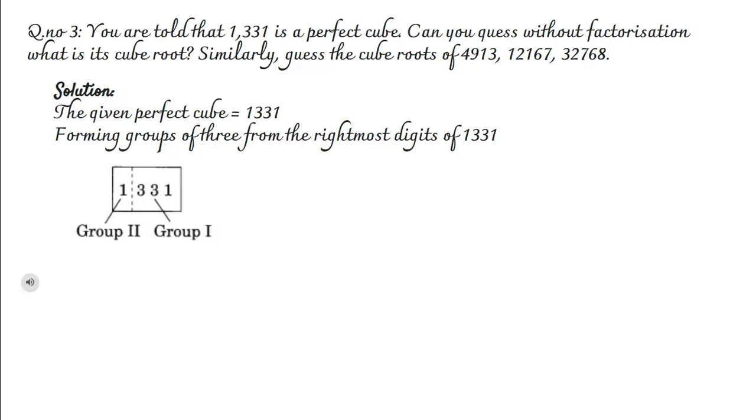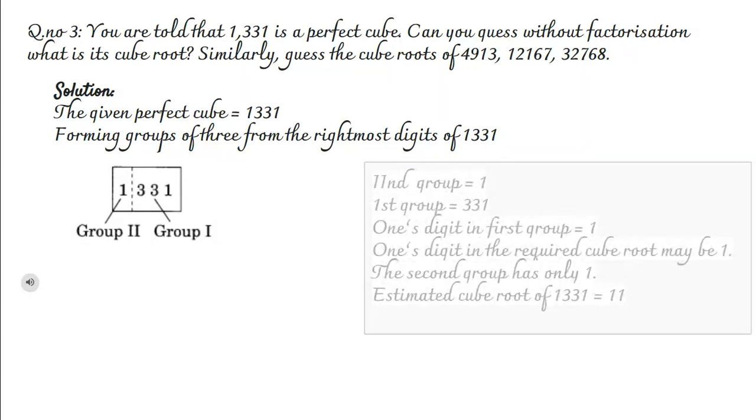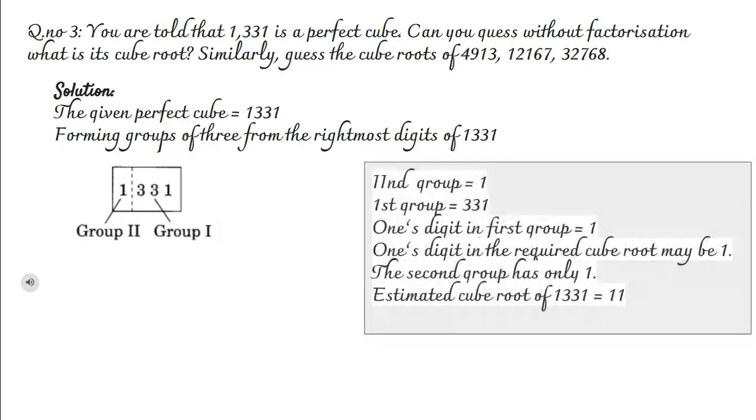There only 1 is there, and 1 is the cube root of 1, so the second number is also 1. So what is the answer? The estimated cube root of 1331 is 11. You can write the answer directly, no need to write the whole detail. Group it, and note that in unit place 1 is there, so the cube root of 1 is 1. Same way, for group 2 whatever number is given, you have to mention. Then you can write the answer directly. Clear?